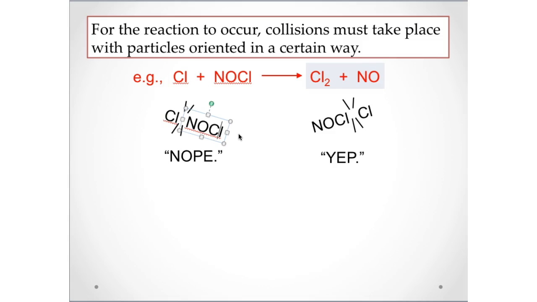nothing's going to happen. And here, they are hitting one another, so they're going to collide, and it's going to have enough energy to break a bond, and then form the chlorine diatomic element. Because it's oriented in this specific fashion, a reaction is predicted to occur, and it's going to occur faster if this orientation were present.